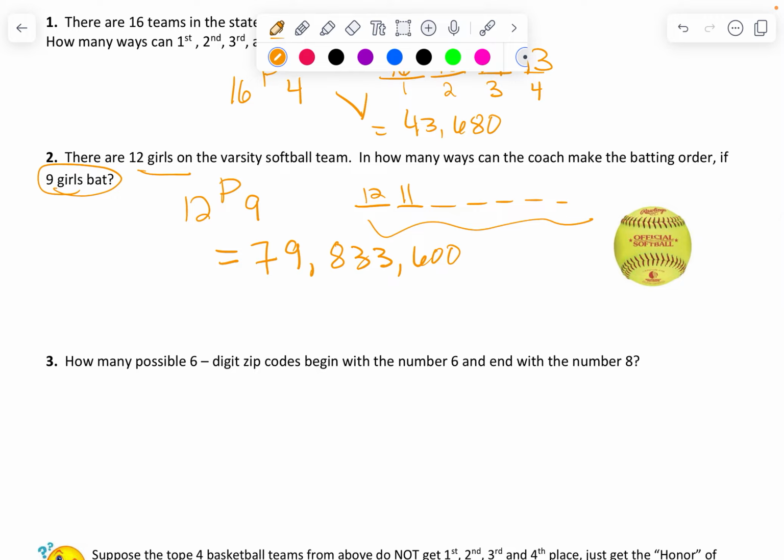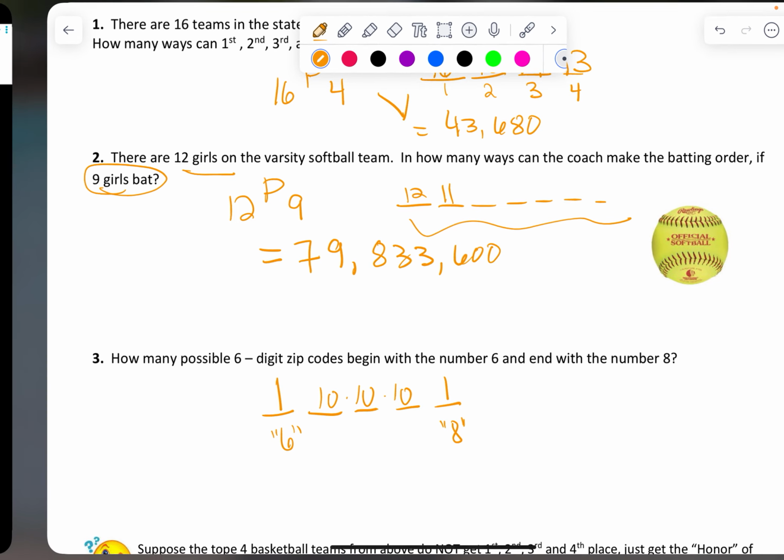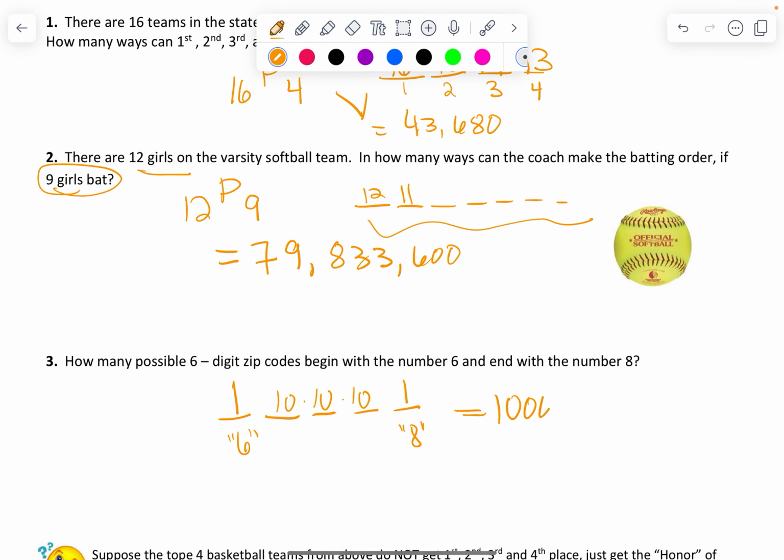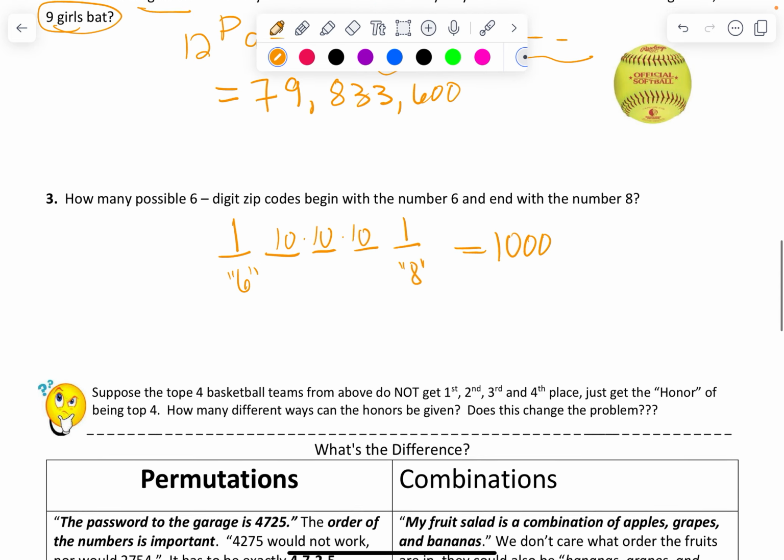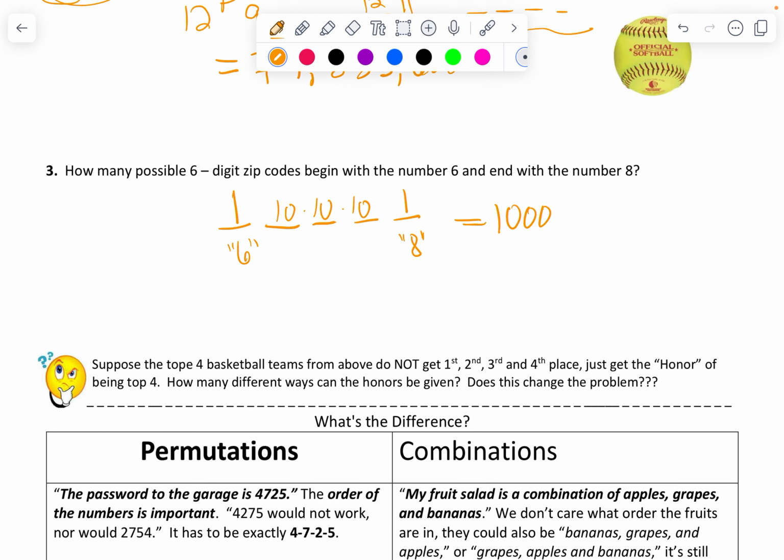How many possible 6-digit zip codes begin with the number 6 and end with the number 8? So we did this on our last worksheet. We had 5 places. There's only one way to pick this one because it has to be 6. There's only one way to pick this one. It has to be 8. But then we don't care if those numbers repeat in the middle. It didn't say they couldn't. So then there's 10 ways, 10, and 10 to pick each of those. So 1 times 10 times 10 times 10 gives us 1,000 ways.